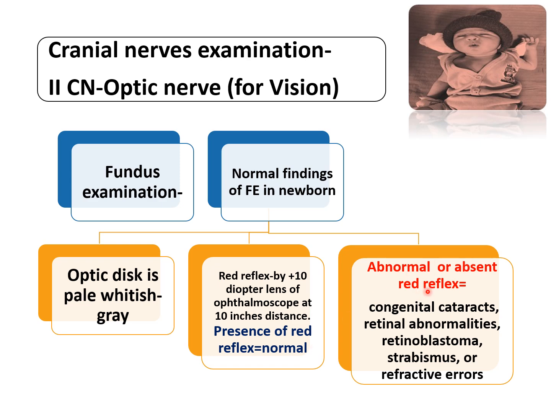Whenever there is an absent or abnormal red reflex, we can say, for example, congenital cataract, retinal abnormality, retinoblastoma, strabismus or refractive error is there.